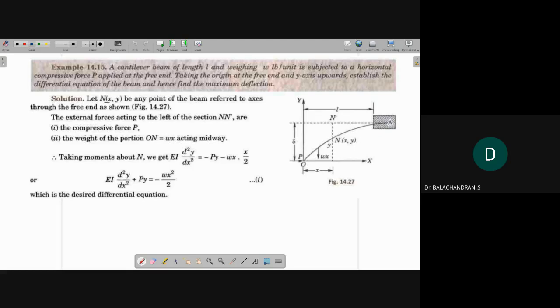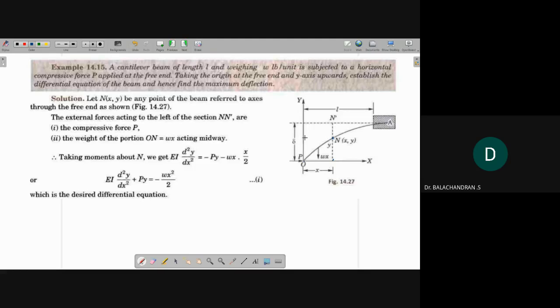And here I am taking the point on the bending beam, N of x comma y. Hence this is length x, from the origin to here it is x. From here to here it is y. So the deflection is delta. It is small. From here to here I will take y equal to delta.